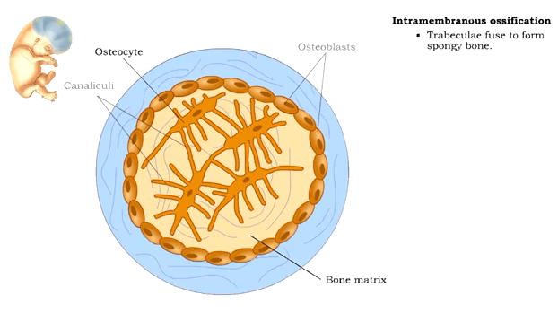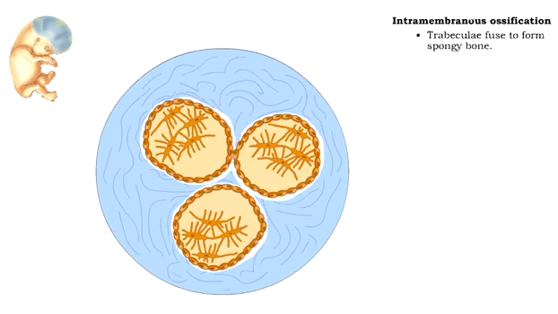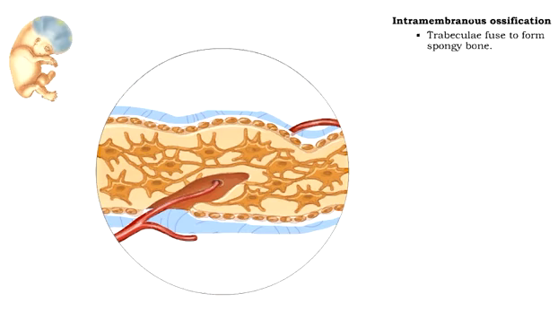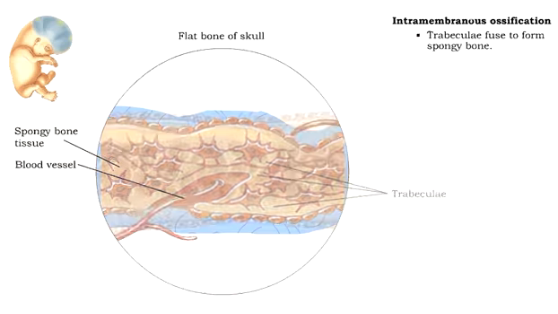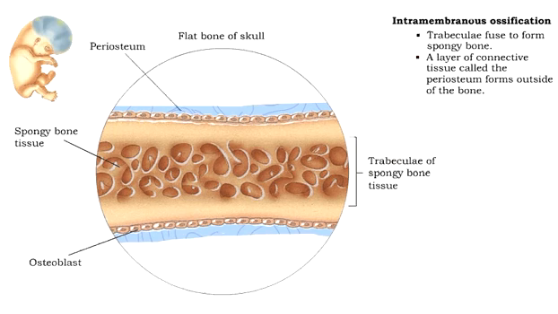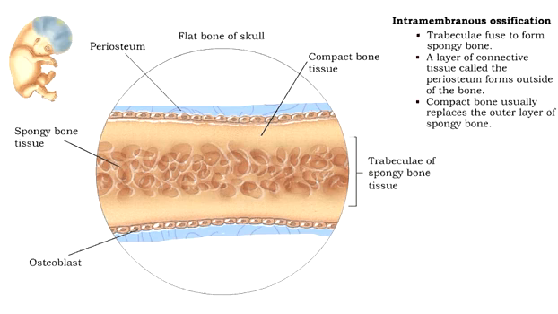The bone matrix develops thin columns of bone called trabeculae, which fuse to form spongy bone. Blood and lymphatic vessels grow into the surfaces of the newly formed bone and develop red bone marrow. Outside of the bone, a dense layer of connective tissue called the periosteum forms. Most outer layers of spongy bone are eventually replaced by compact bone, but the center remains spongy.